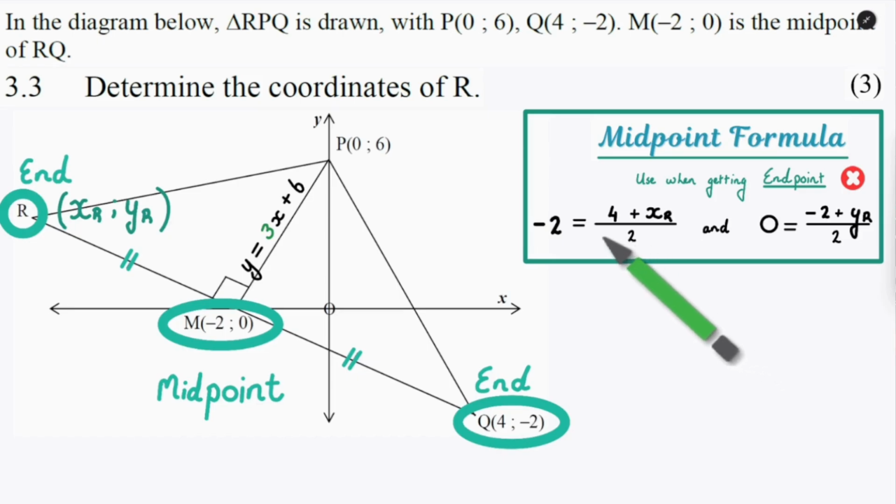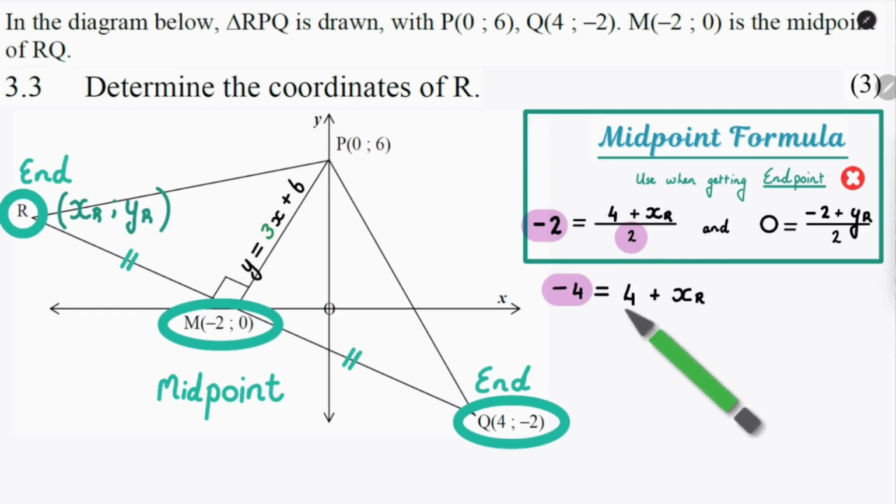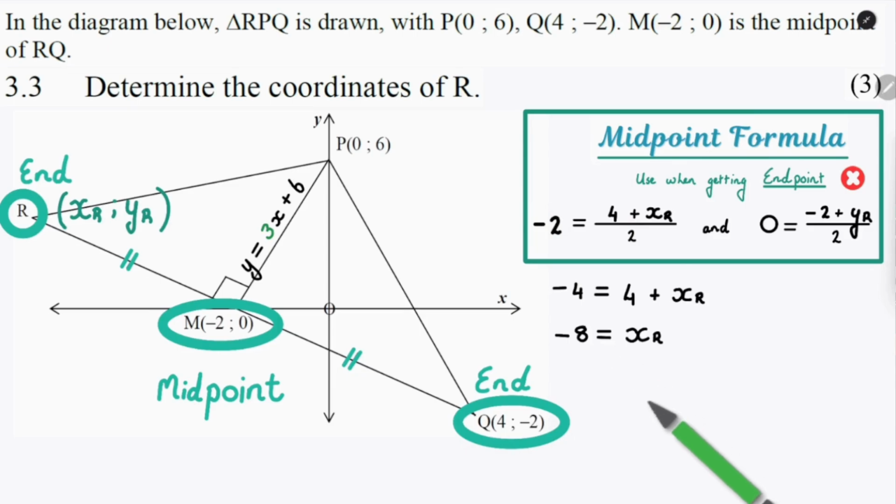So over here I'm going to cross multiply that 2 up there, and it will give me negative 4. And then the top remains unchanged. So this will just equal to 4 plus xR. Now I'm going to move that 4 over. It becomes negative 4, and I get negative 8 as the x value for R. So now we know half of the coordinates of R. It's negative 8 and something.